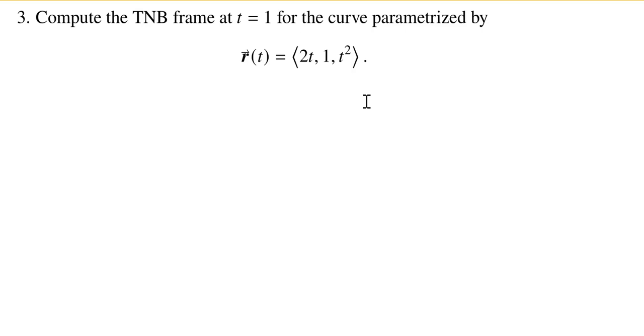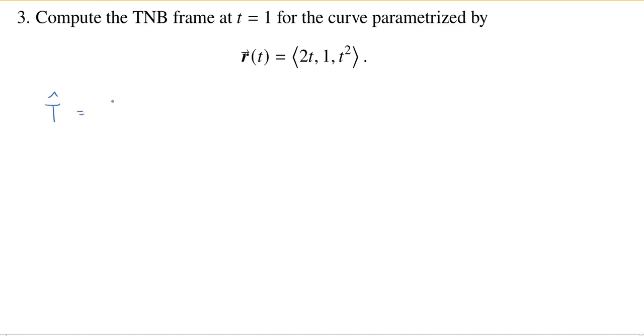So recall the TNB frame, right? The TNB stands for the tangent, normal, and binormal, and these are all assumed to be unit vectors. In particular, once you know the unit tangent and the unit normal, the binormal will have to be a unit vector because we'll get it by taking the cross product of T and N. So the first thing we need to do is compute this T. So we're aiming for our T hat here.